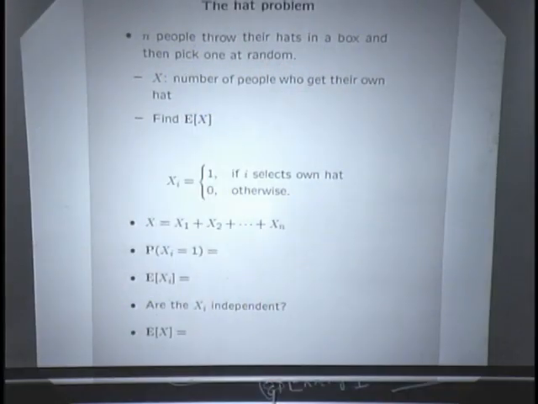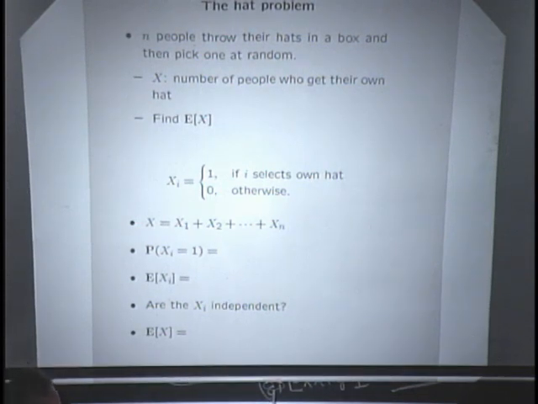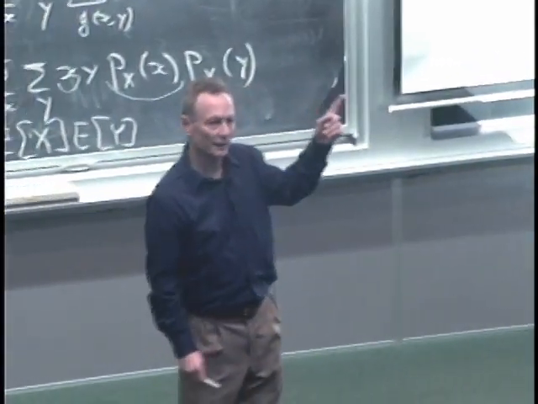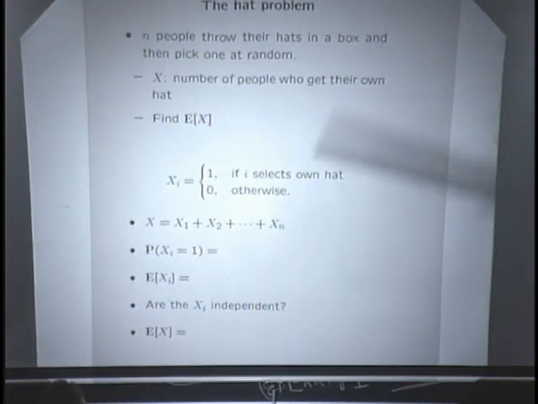Let's start with the expected value. Let's reuse the trick from the binomial case. We're going to think of the total number of hats picked as a sum of 0-1 random variables. x1 tells us whether person 1 got their own hat back. If they did, we record a 1. x2, the same thing. By adding all the xi, we count how many 1s we got, which counts how many people selected their own hats. So we broke down the random variable of interest, the number of people who get their own hats back, as a sum of random variables.